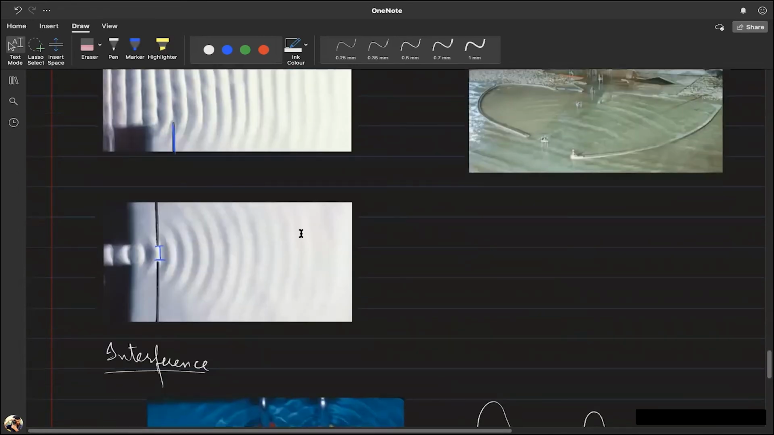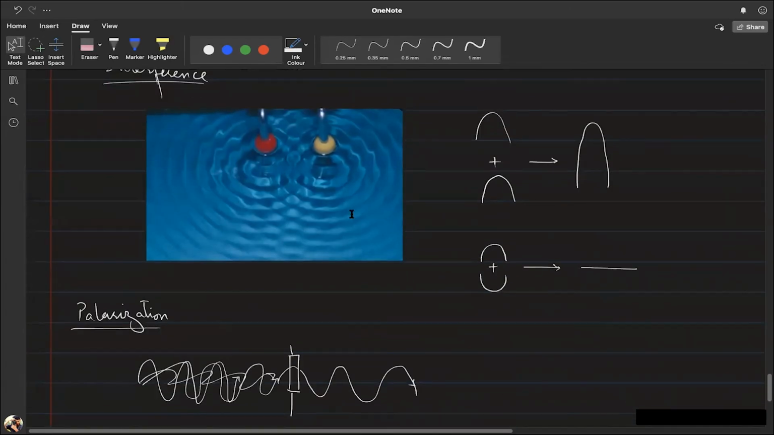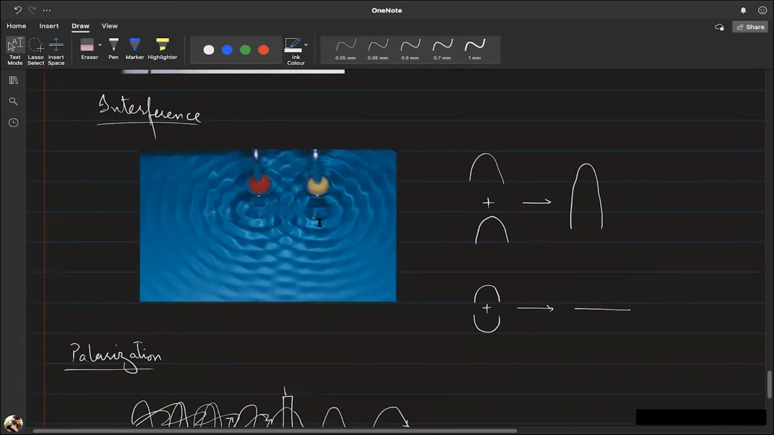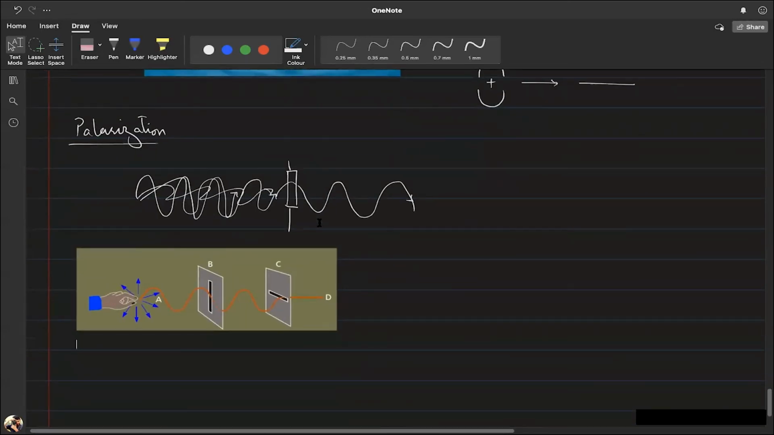If the slit is smaller, there's greater bending. If the slit is wider, there's smaller bending. There's interference where waves add up just like any vector would based on any position. And there's the polarization where a wave in only a certain direction or a certain plane is allowed to pass through a slit and the other ones are not passed through.